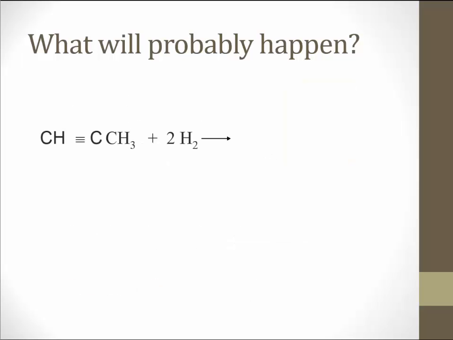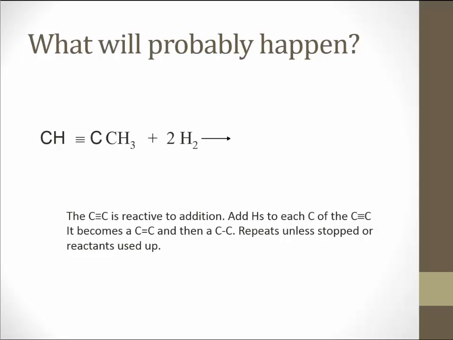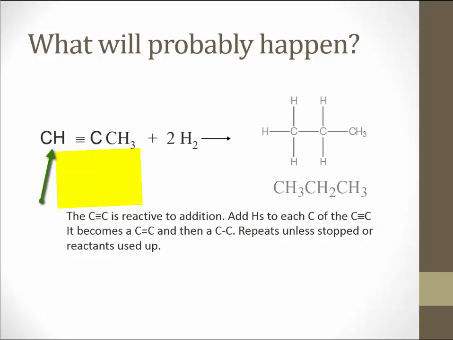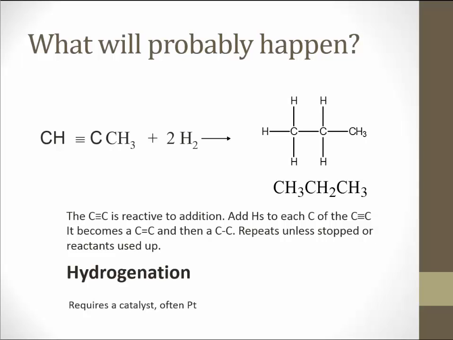What will probably happen here? Well, now we have a C triple bond C. This is very unsaturated. It would prefer to be a C single bond C. Failing that, a C double bond C. And the only way to get there is to add H here and H here. If you do it once, you'll have a double bond. If you do it twice, you'll have a single bond. This will just repeat adding and adding until it reaches an alkane, or you use reaction conditions to stop it.